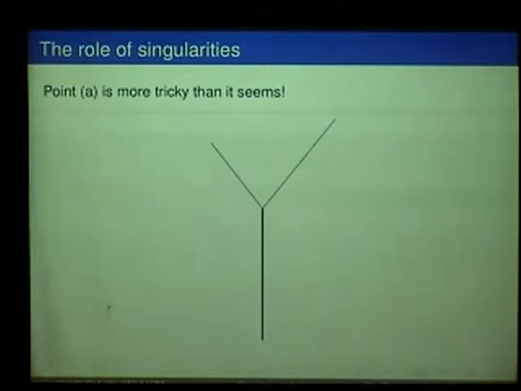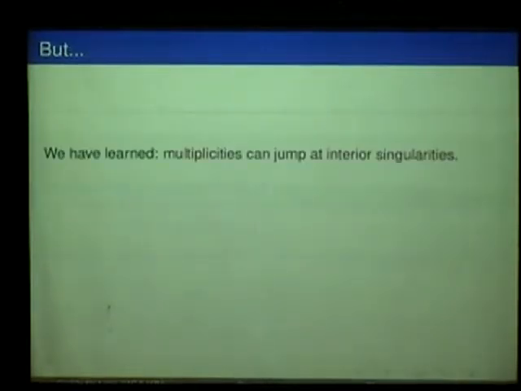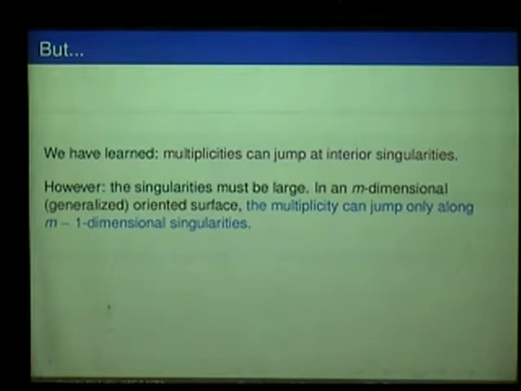So because the boundary from the incoming segments can cancel with the boundary from the outgoing segment. So here the singularities, the multiplicities are actually jumping. But of course what you can immediately observe is that if you have a jump of multiplicities at interior singularities, well, the singularities must be large. So in an m-dimensional oriented surface, the multiplicity can jump only along (m-1)-dimensional singularities.